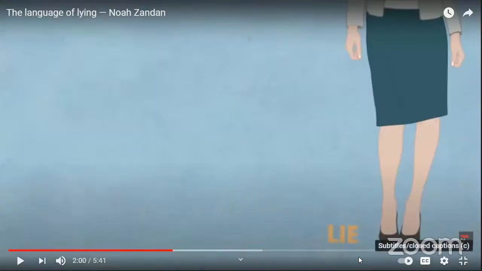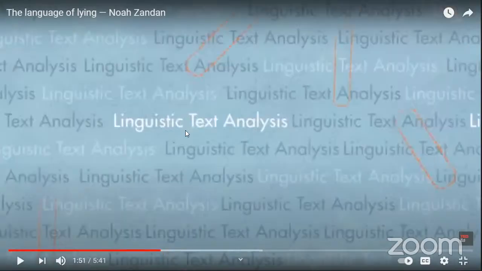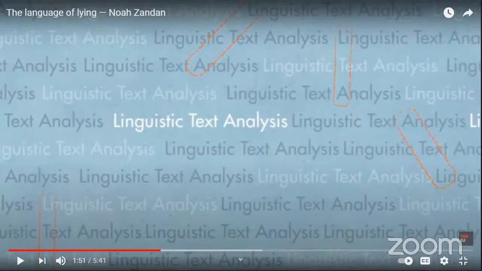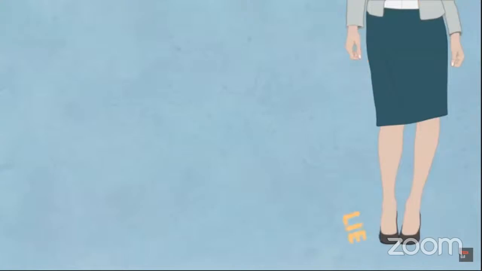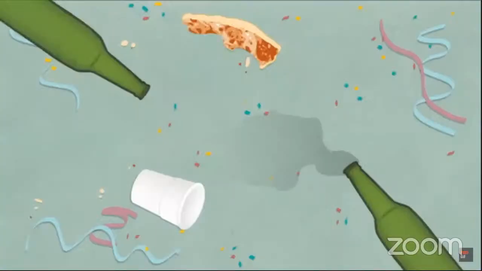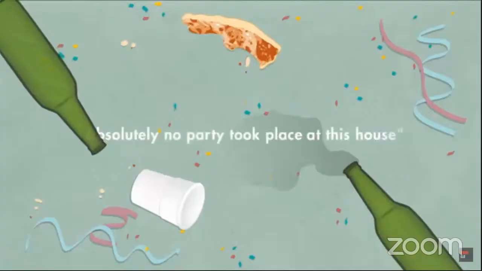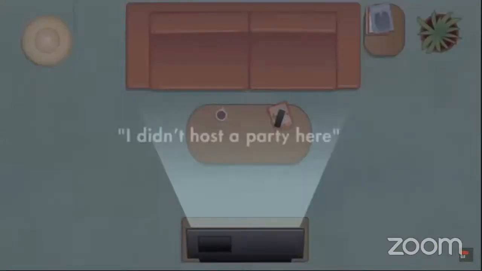There are four ways to recognize lies, Andrea, because of linguistic text analysis. We're going to only listen to two. Try to pay attention to those two explanations, and you're going to tell me what you understand. All right? Language of deception. First, liars reference themselves less when making deceptive statements. They write or talk more about others, often using the third person to distance and disassociate themselves from their lie. Which sounds more false? Absolutely no party took place at this house, or I didn't host a party here.